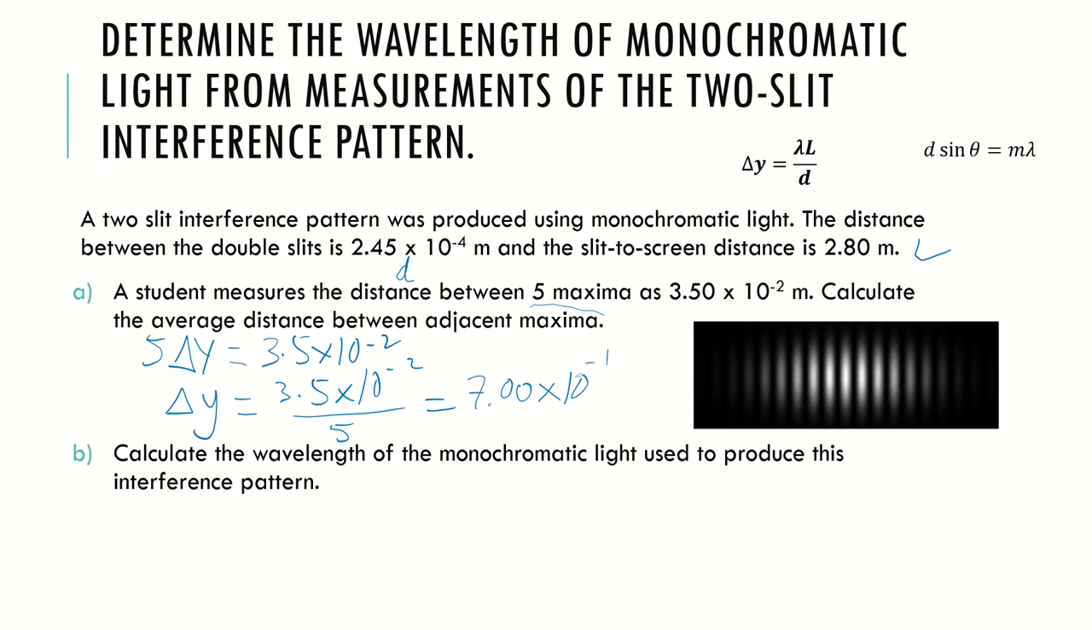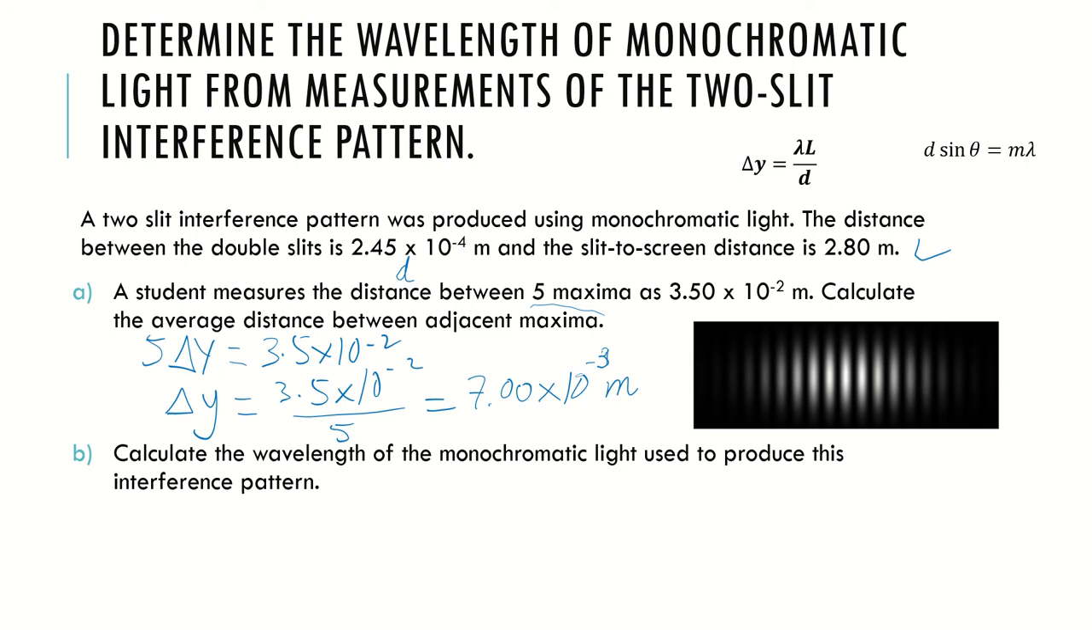Nope, I went the wrong way. Good thing I checked. Brain is not switched on. Of course it's going to go the other way because it's going to get smaller. Okay, calculate the wavelength of the monochromatic light used to produce this interference pattern.